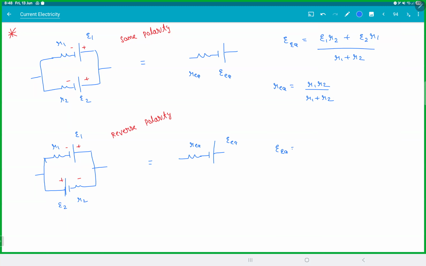So E equivalent is E1, the first one which you take, that is, you're assuming that battery is stronger. (E1 R2 minus E2 R1) by (R1 plus R2). If this value comes out negative, then E2 is actually dominating. R equivalent will be R1 R2 by (R1 plus R2). Quite a useful one. Saves you time, at least at a mains level.